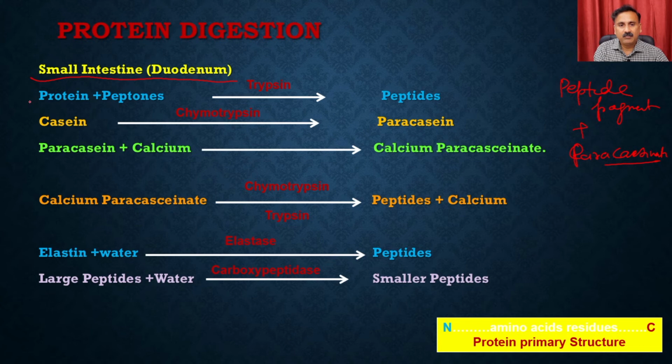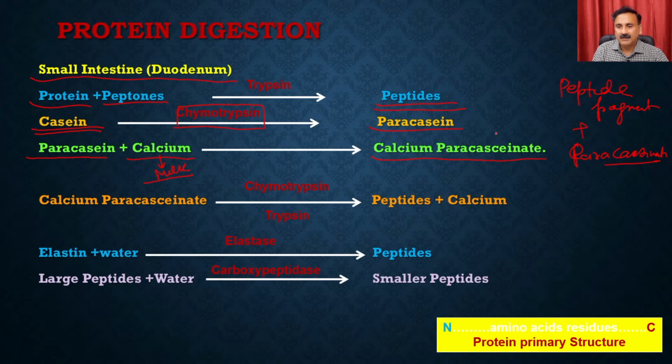So in the duodenum, the proteins or the peptones, like the peptide fragments, are going to be chewed up by the trypsin, and then it is going to form the peptides. Similarly, the casein, which can now be transferred from the stomach into the small intestine, is also going to be acted on by the chymotrypsin, and it is going to form the paracasein. And then the paracasein, when it reacts with the calcium which is present in the milk, is going to form the calcium paracaseinate.